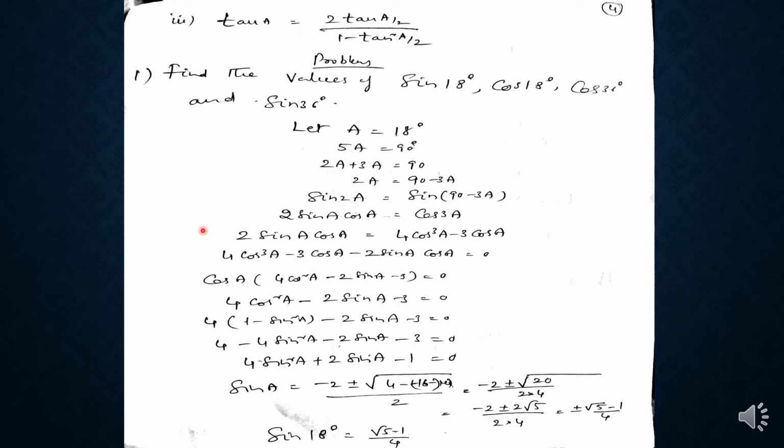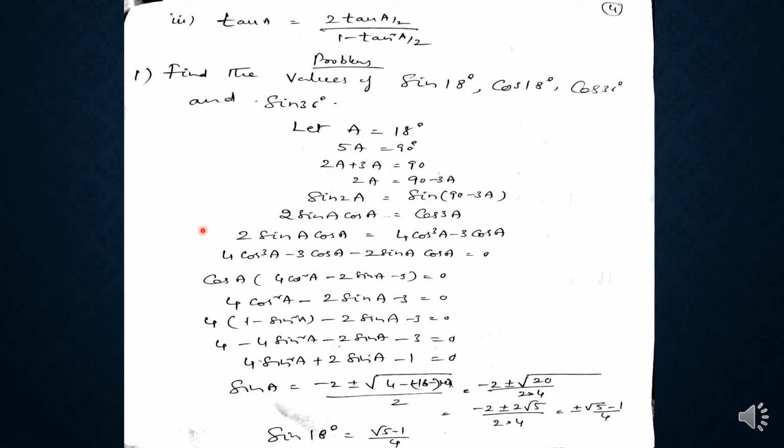So by using these multiple and submultiple angles, we can find the values of 18 degrees, 36 degrees, 72 degrees, etc. See how we can solve these problems by using multiple and submultiple angles. To find the value of sin 18 degrees, let us take A is equal to 18 degrees.